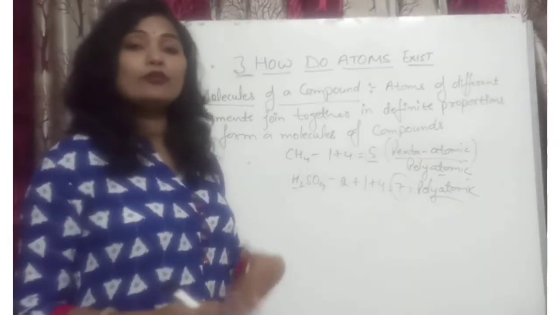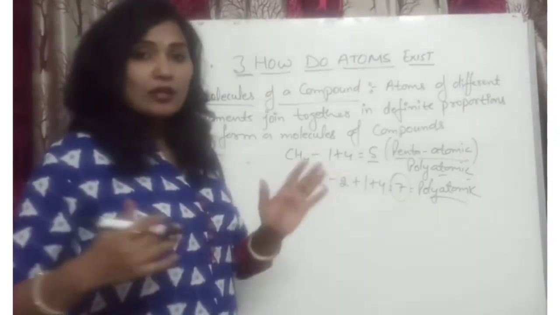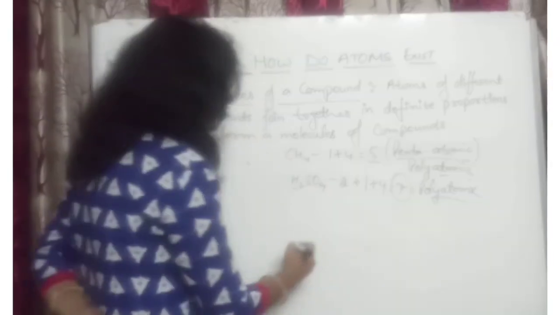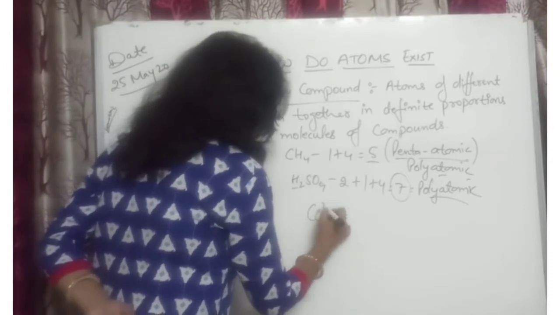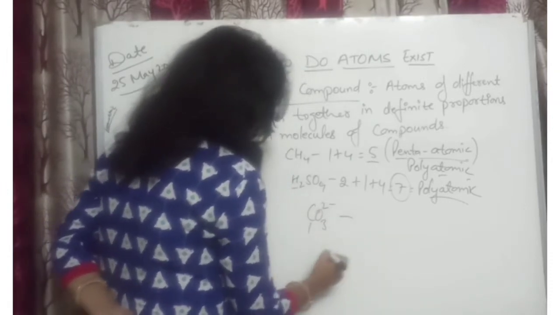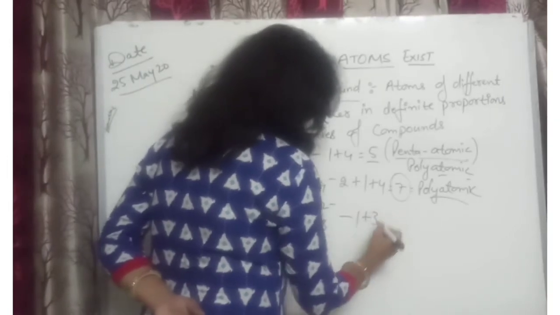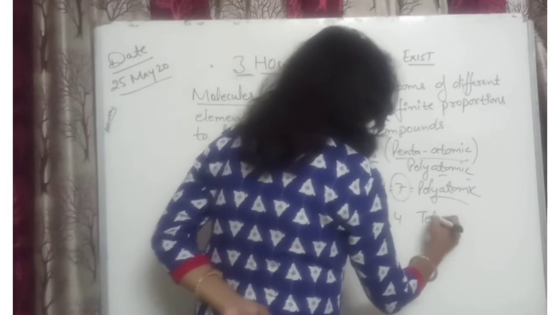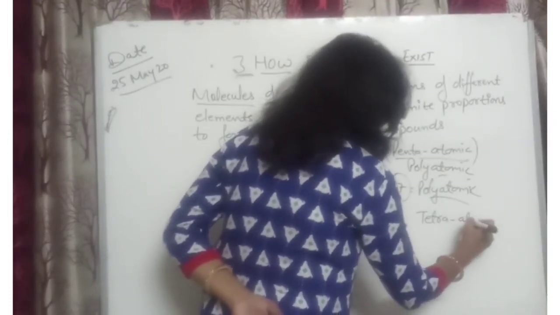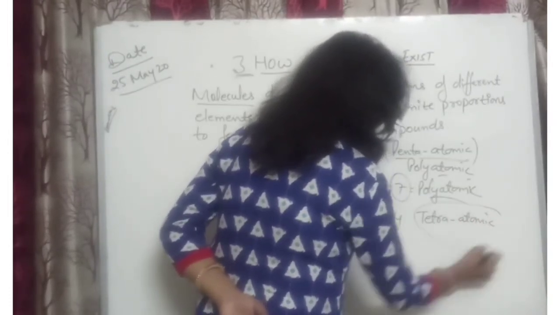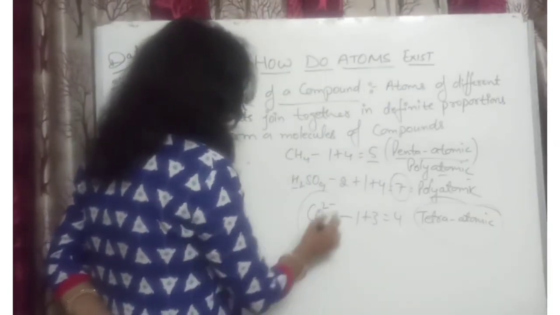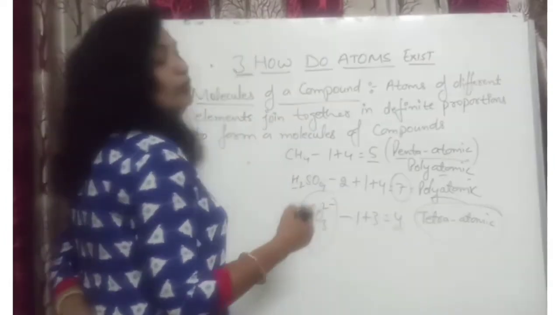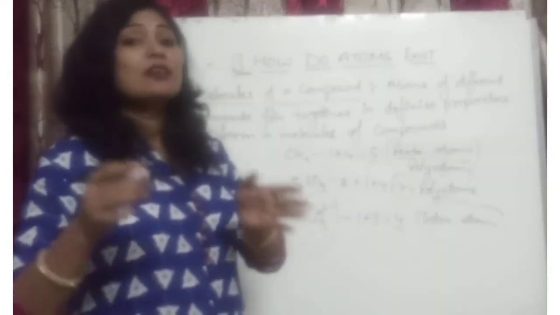So you can find out the atomicity of these compounds, as well as the atomicity of ions, polyatomic ions. Like if CO3 2 negative is given. Here there is 1 atom of carbon and 3 atoms of oxygen. So it is tetraatomic, and the atomicity of this polyatomic ion is 4. Okay. So like that you can find out the atomicity of these compounds.